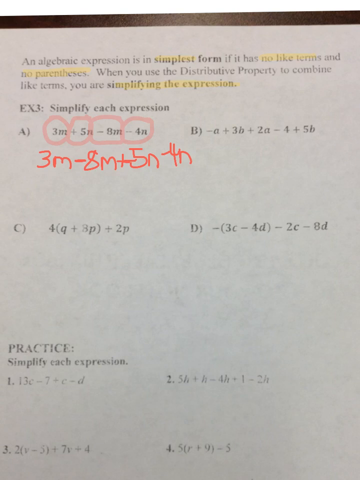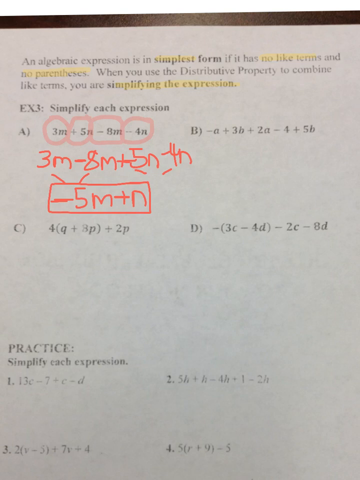So now I just moved the like terms next to each other. So when I'm combining a positive 3 and a negative 8, the signs are different, so I want to keep the sign of the larger absolute value and subtract. So 8 minus 3 is 5, so negative 5m. And then with positive 5n, negative 4n, signs are different. Keep the sign of the larger absolute value and subtract. And I'll end up with negative 5m plus n.